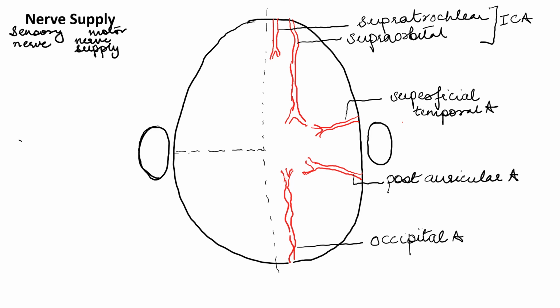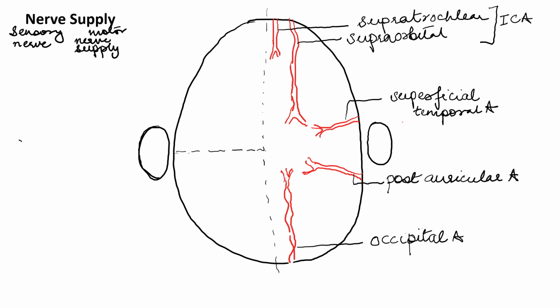So the sensory innervation of the scalp, of the region which is lying in front of the imaginary line which is running from the vertex to the auricle, is under the domain of a cranial nerve, which is the trigeminal nerve. The area posterior to this imaginary line is supplied by branches of the cervical nerves. Now what are these? Let's see.